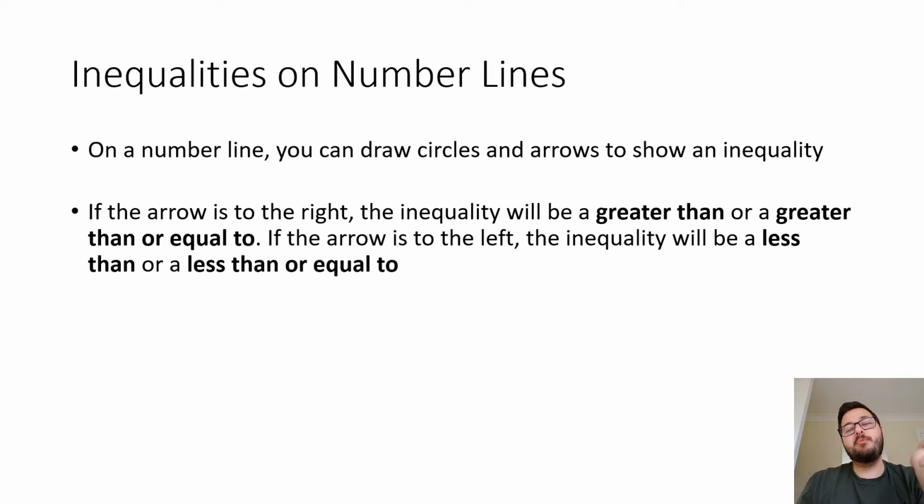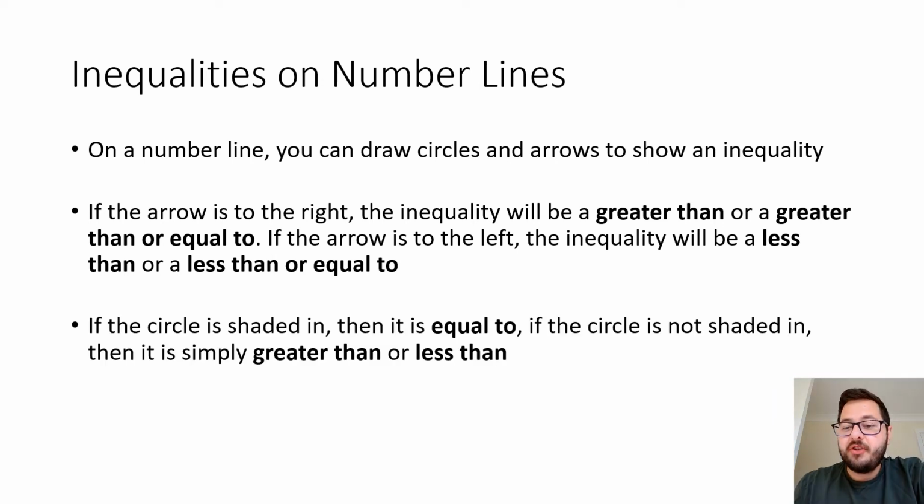So if the arrow is pointing to the right, that means the inequality will be greater than or equal to. If the arrow is to the left, it will be less than or equal to. So there'll normally be a circle around a number. So for example, if it was 3, little circle around 3, and if it was to the right, it will be greater than, and if it's to the left, it will be less than.